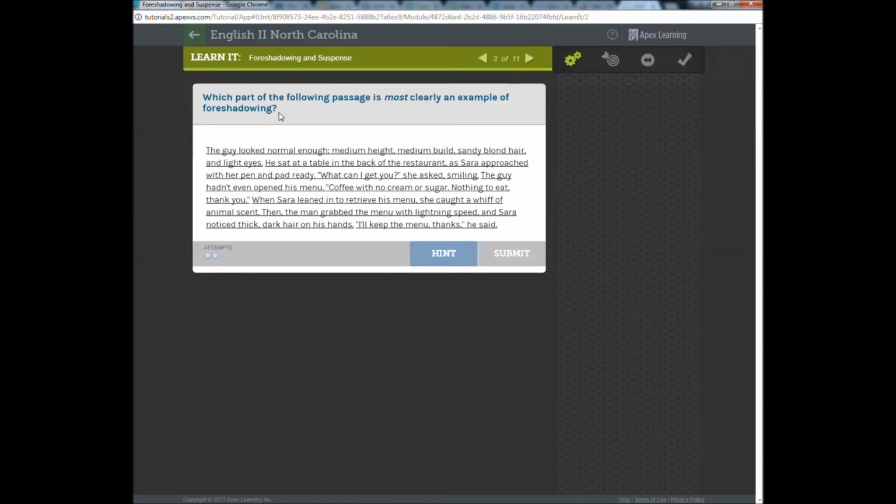So which part of the following passage is most clearly an example of foreshadowing? Let's read this, pause me and read it, and then let's come back with the correct answer in a moment. So let's deconstruct it.